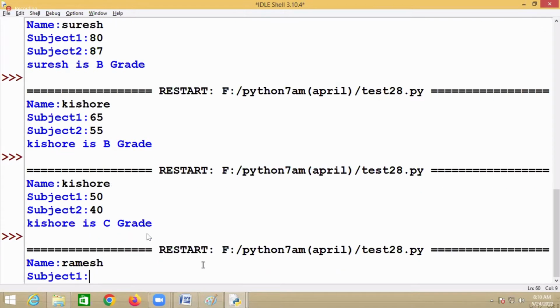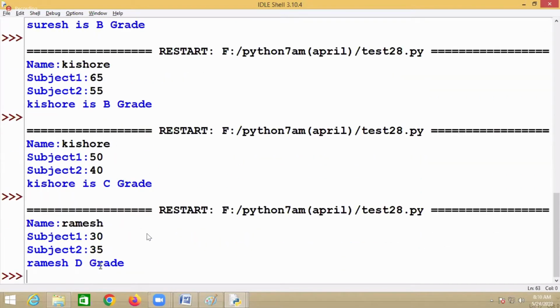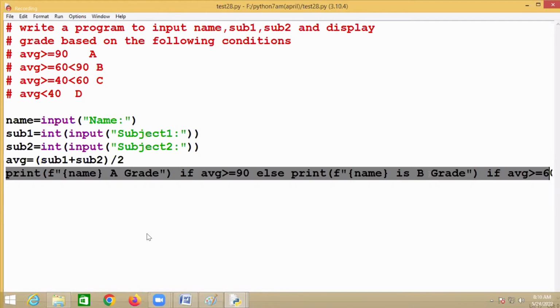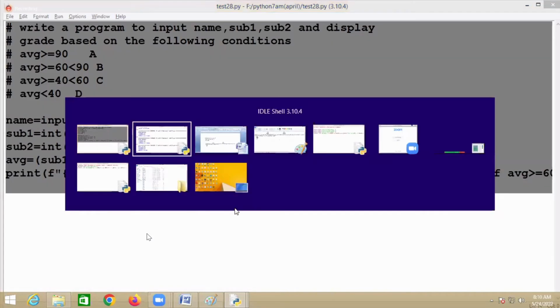There is a Ramesh whose values are 30 and 35. Now Ramesh is which grade here? D grade. Everything is written in one statement only, but actually this is for checking how many conditions, only one.